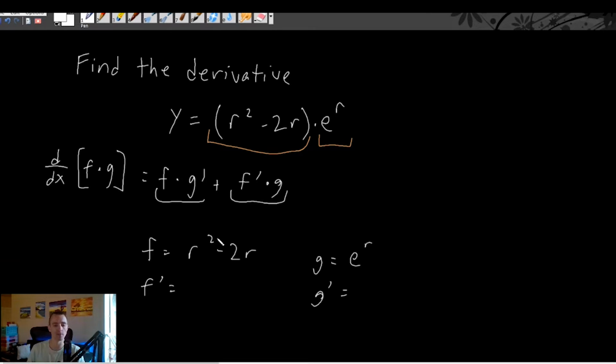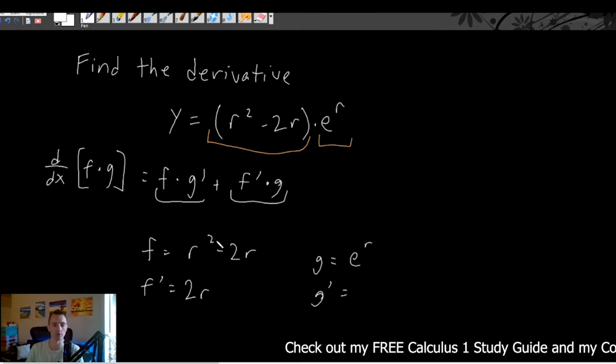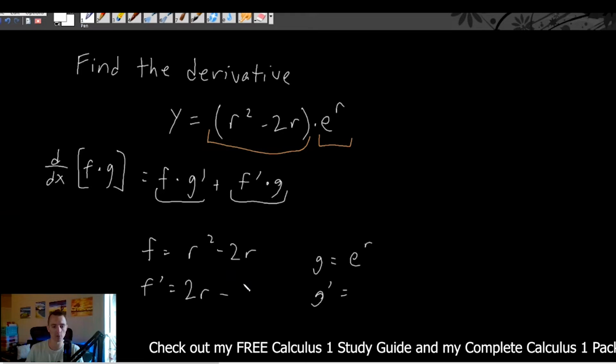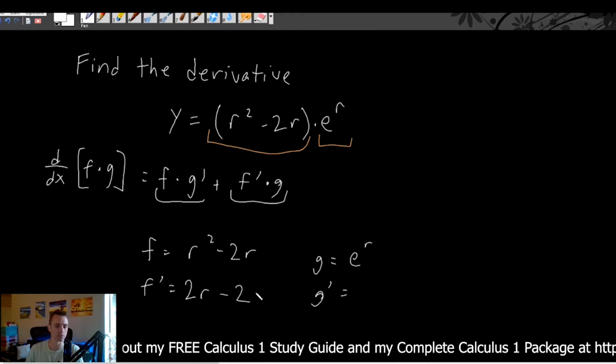So first of all, the derivative of r squared minus 2r, we could find just using the power rule. So we're just going to move the 2 down in front, keep the base of r the same, and then lower the power by 1. Lowering 2 minus 1 is just 1. So the derivative of r squared is 2r. And then the derivative of a constant times your variable is just going to be whatever that constant is. So 2.